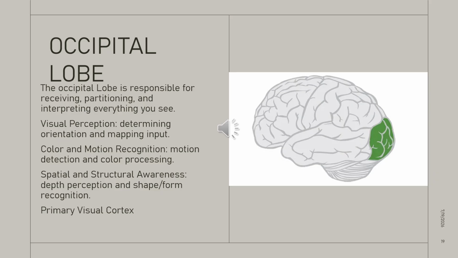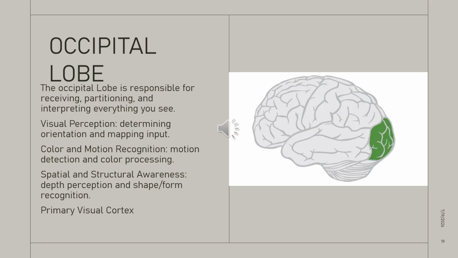Moving on to slide 19, we reach the occipital lobe, which anchors the very back of the cerebral cortex. While it is the smallest of the four lobes, its job is highly specialized. It is the brain's dedicated center for processing vision. At the core of this region sits the primary visual cortex, which acts as the direct destination for incoming information traveling from your eyes via the optic nerves.